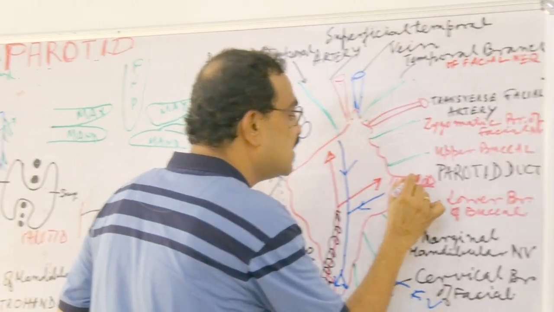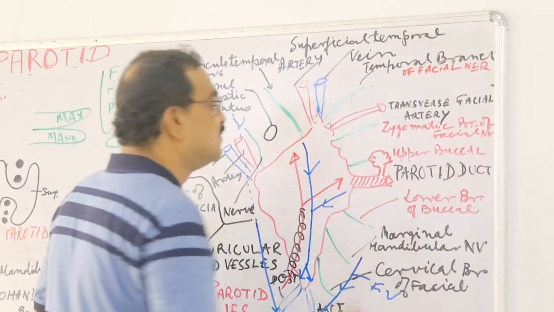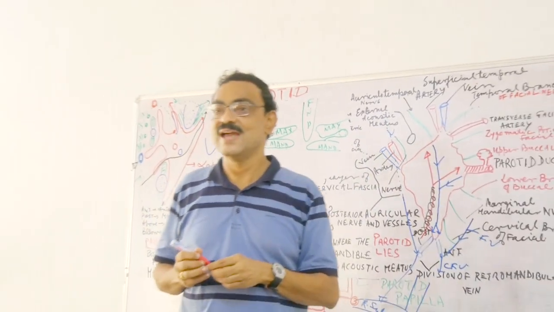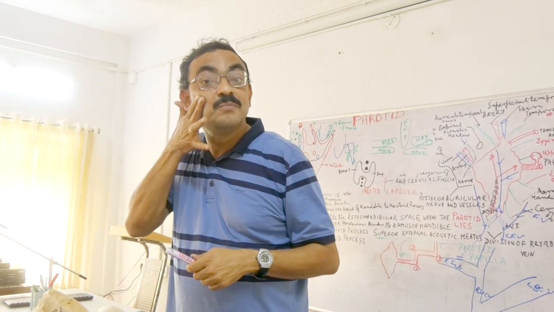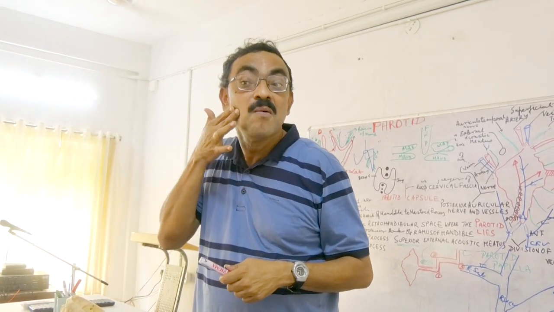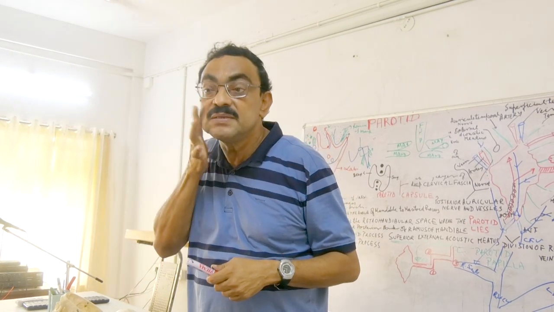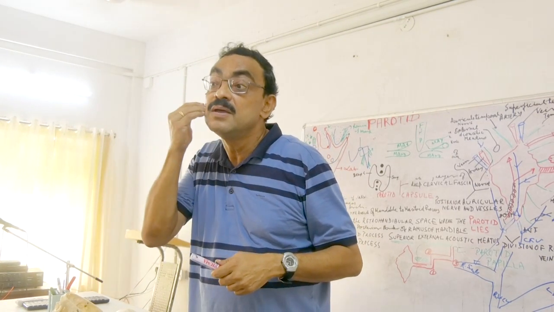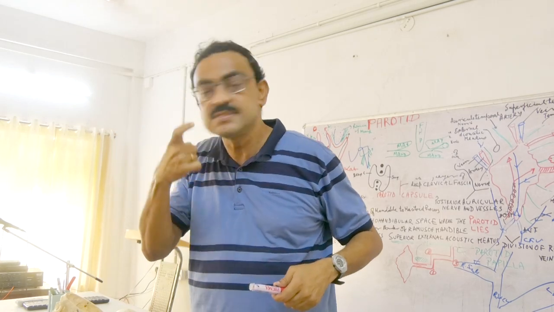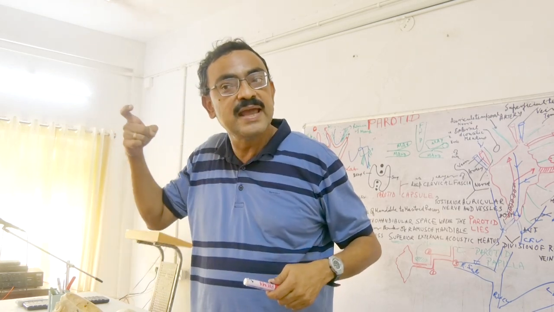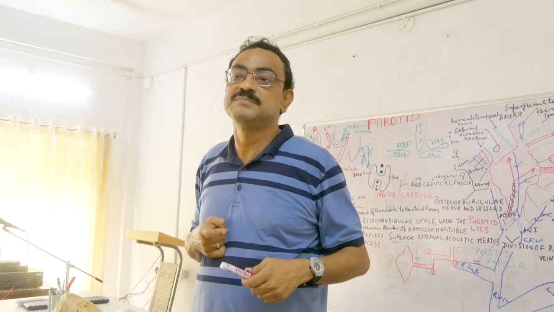Sometimes we can find an accessory gland, accessory parotid gland. Now this duct moves over the masseter muscle. Then at the anterior border of the masseter muscle, it takes the first bend, and pierces.